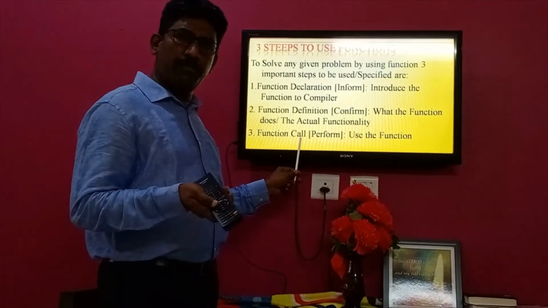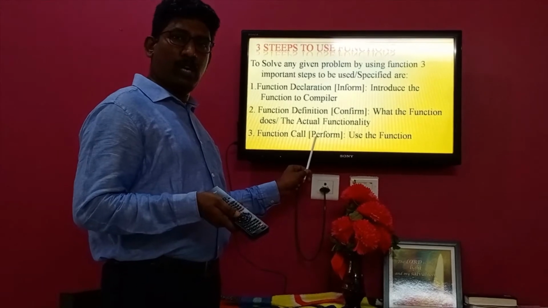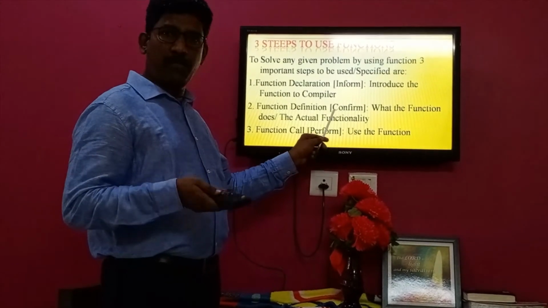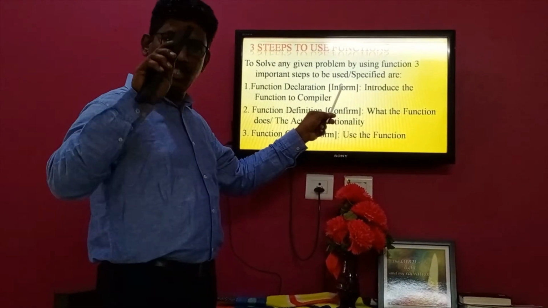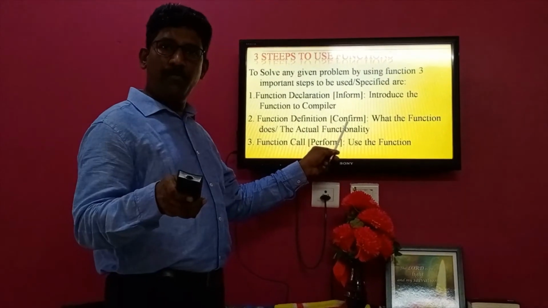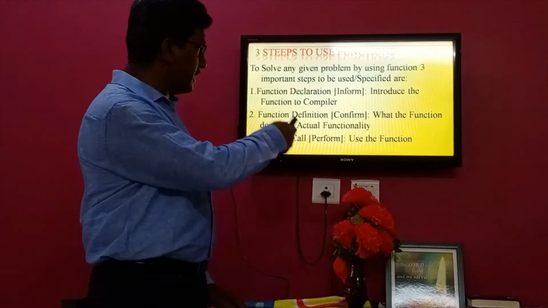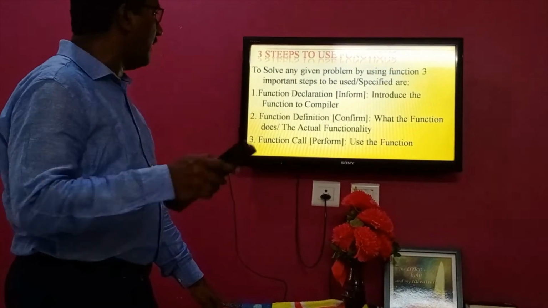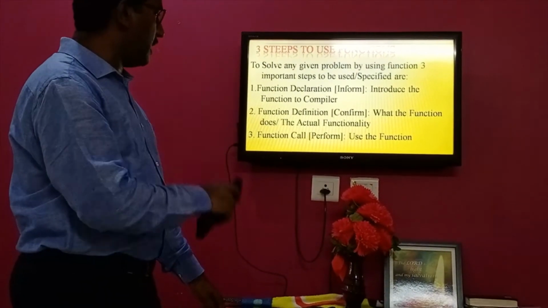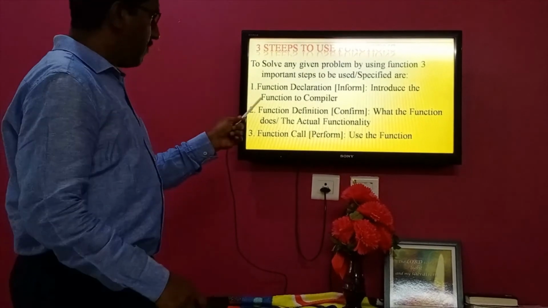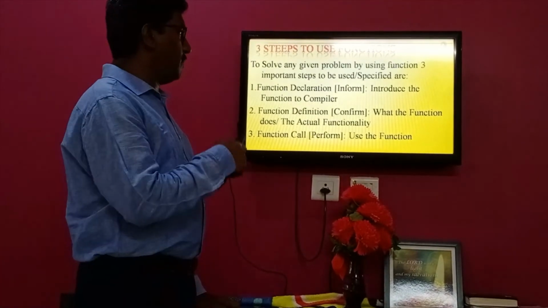If I want to perform something, I need to call. So, if I want to perform, I need to conform. To conform, I need to inform. So, first inform, then conform with the definition part, then perform by calling that particular function. That is about three important steps. Don't forget declaration part, definition part, and call. That is function declaration, function definition, and function call.